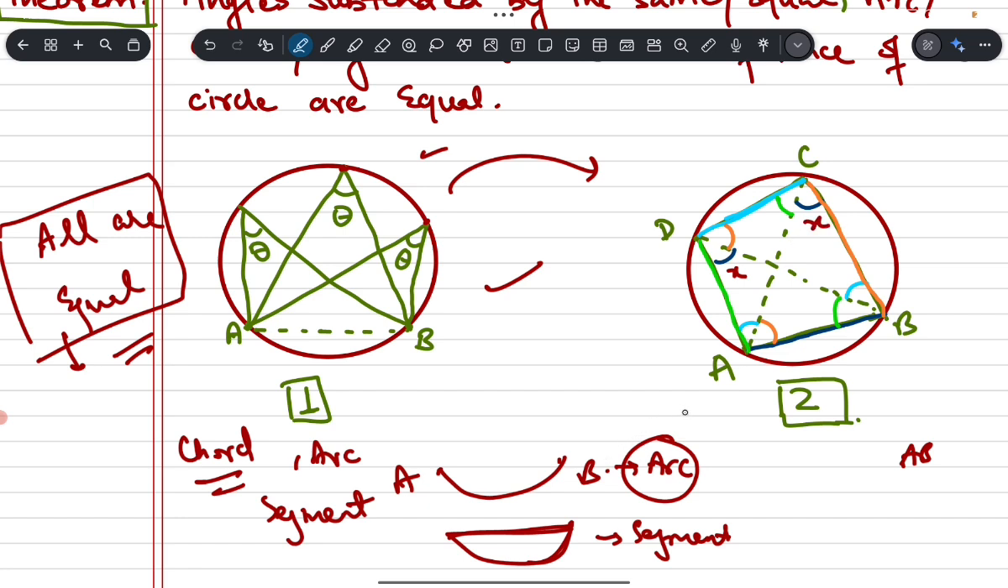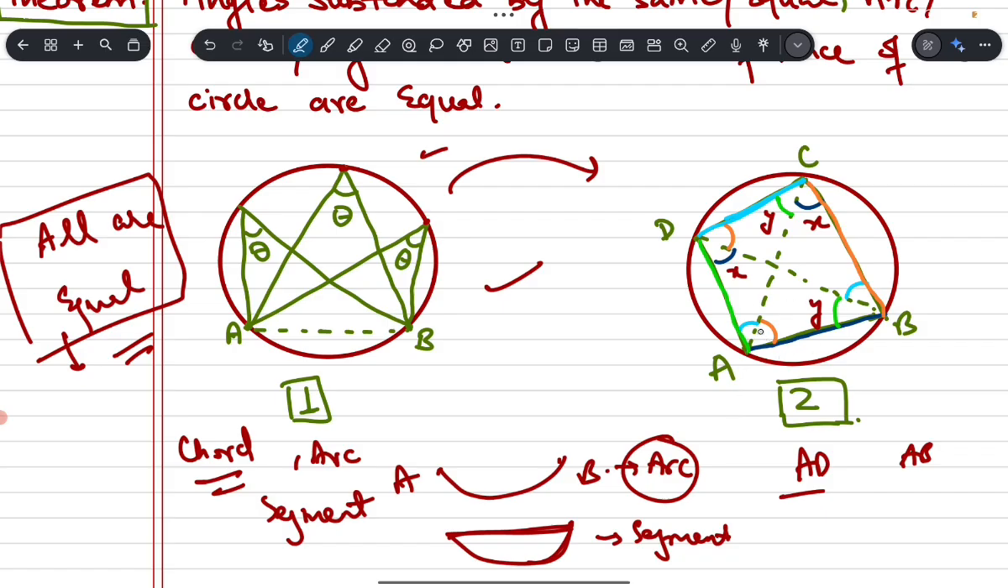right? Same goes for the green one. Look at AD, the green one. It is subtending the green angles on the circumference. So these are also going to be equal. Same goes for the orange one and the sky blue ones. This one.